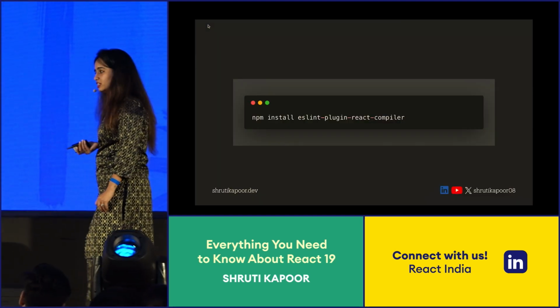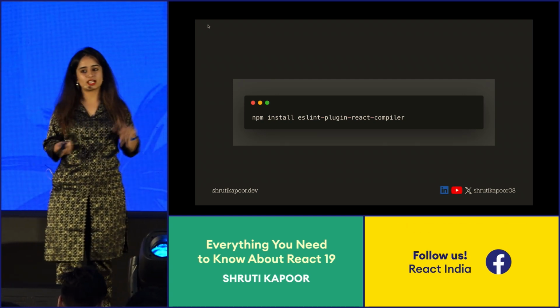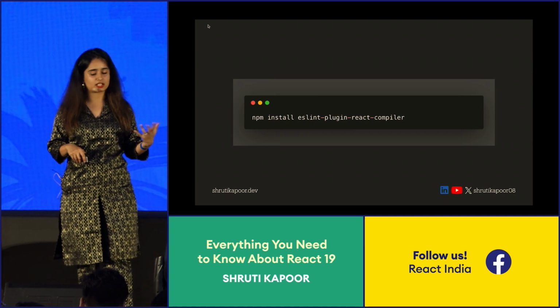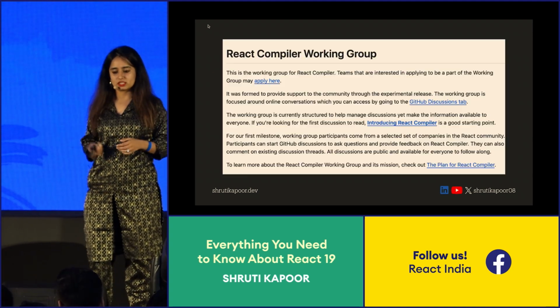So the way to install this is by doing npm install eslint-plugin-react-compiler. Like I said, it's a separate plugin. It doesn't come as part of the React 19 package, so it's available as a plugin. And you can put it in your Webpack exports like this.